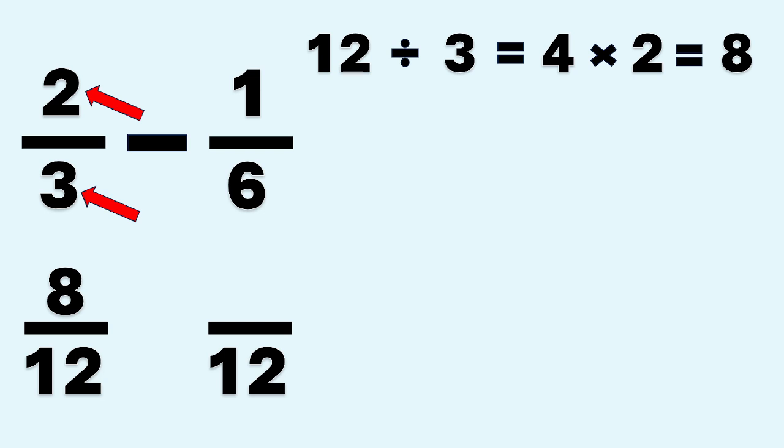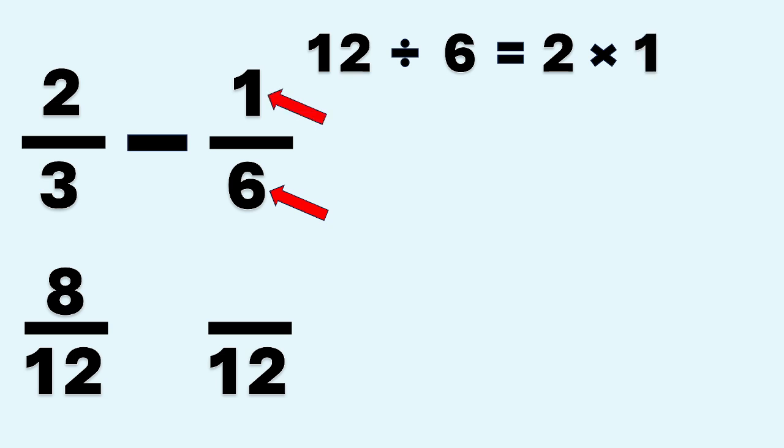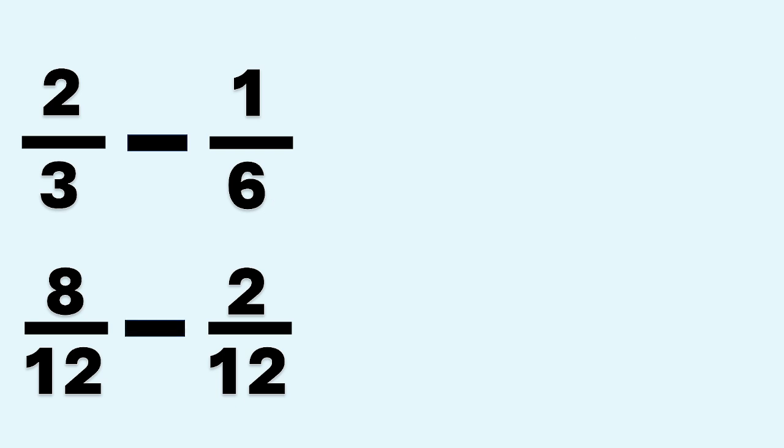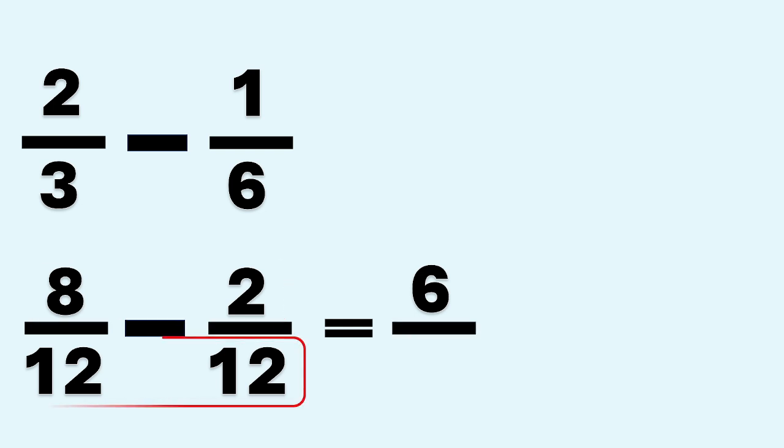Next fraction, divide 12 by the denominator of 6. So 12 divided by 6 equals 2. Then multiply the answer by numerator 1. So 2 times 1 equals 2. So we have here 2/12. So we can subtract now. Subtract the numerators. So 8 minus 2 equals 6. Then copy the denominator 12. So we have here 6/12.